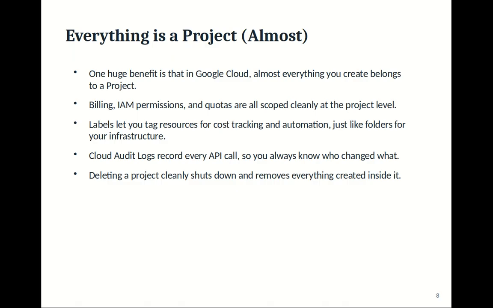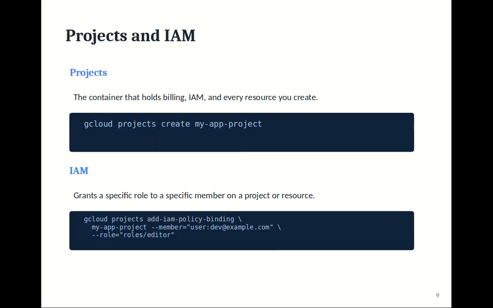One huge benefit is that in Google Cloud, almost everything you create belongs to a project. Billing, IAM, permissions, and quotas are all scoped cleanly at the project level. Labels let you tag resources for cost tracking and automation, just like folders for your infrastructure. Cloud audit logs record every API call, so you always know who changed what. Deleting a project cleanly shuts down and removes everything created inside it.